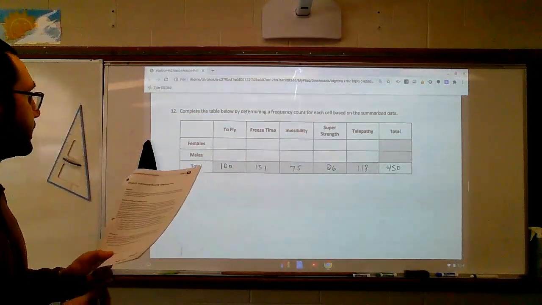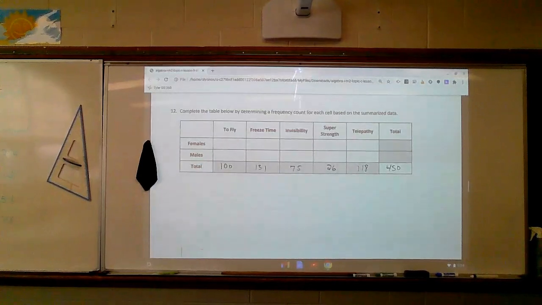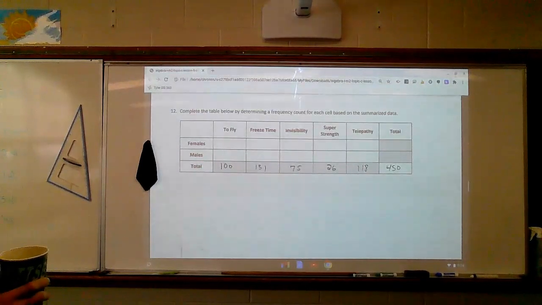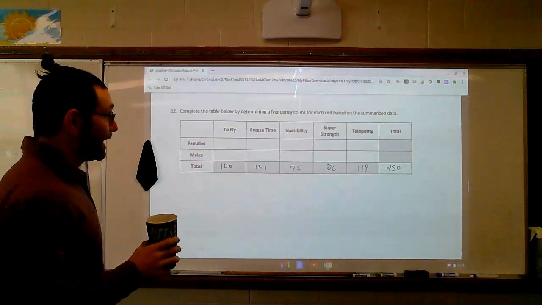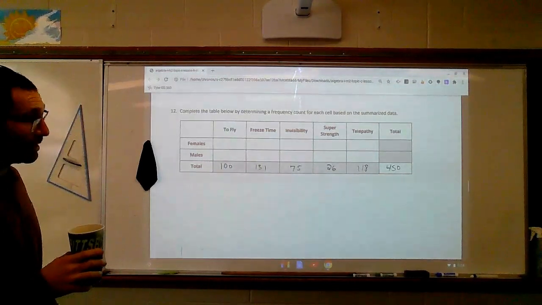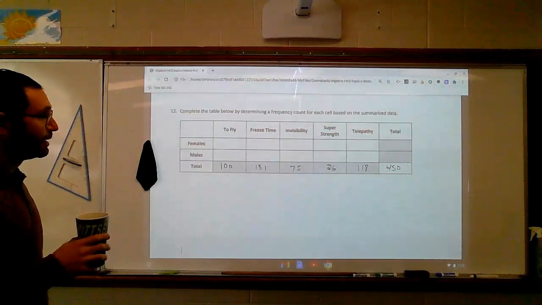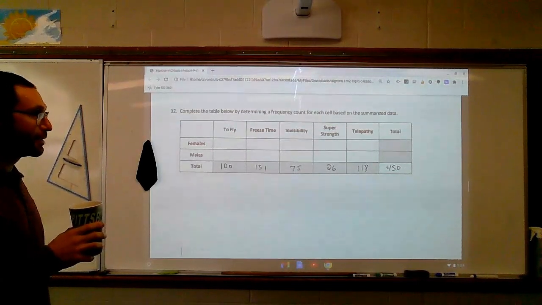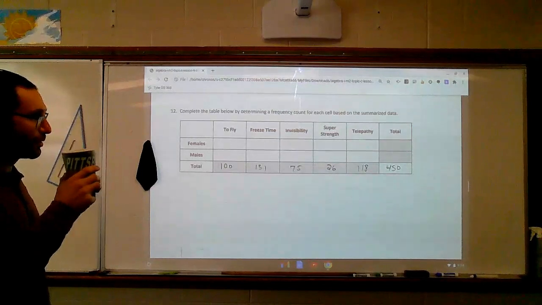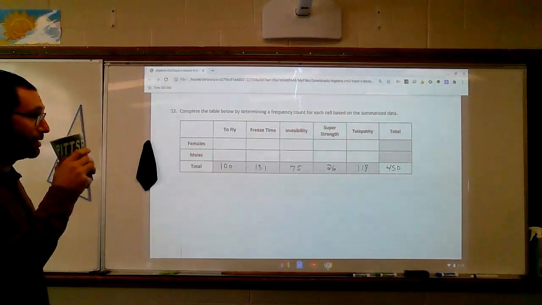That's the total. Now, personally, flying would be cool. Freezing time, not my thing. Invisibility, I think I'd like to be invisible. I think that'd be pretty fun. Super strength, I've already got that. Like I'm a rock star, so we got that going. Telepathy, I would like to read minds, but I also don't want to read anybody's mind because I think that would be strange.